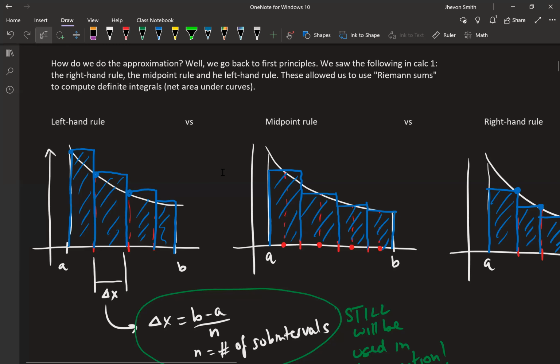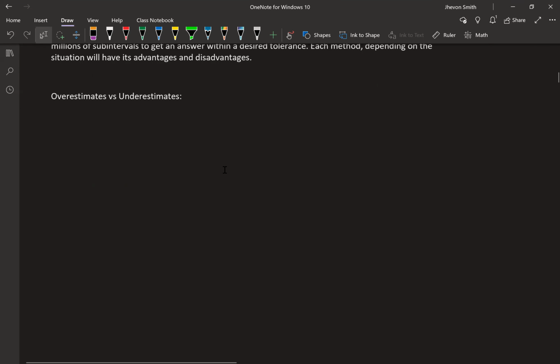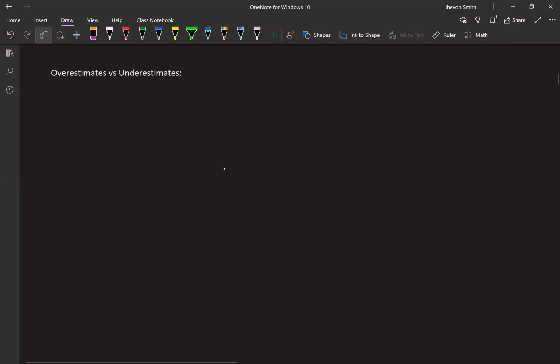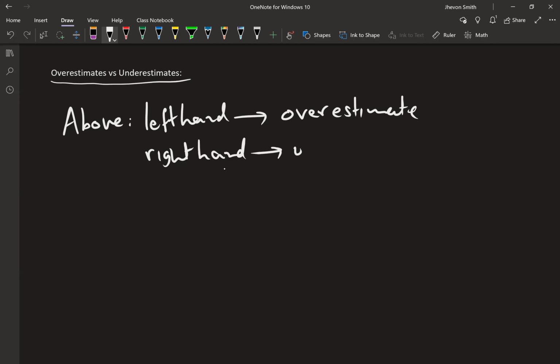So I want to talk about overestimates and underestimates. Yes. So overestimates and underestimates were a big deal here. Notice above, the left hand gave an overestimate, while the right hand gave an underestimate. I was going to draw some pictures here, but I can't be bothered again.